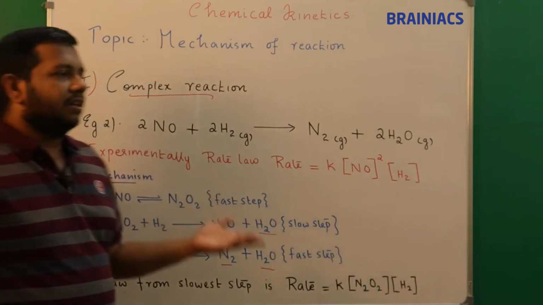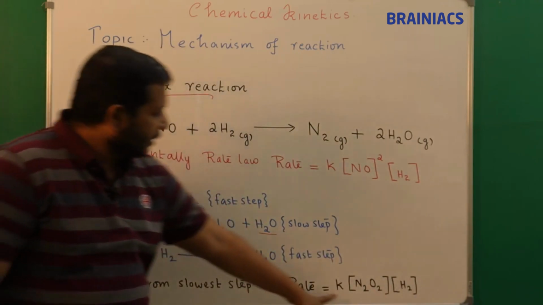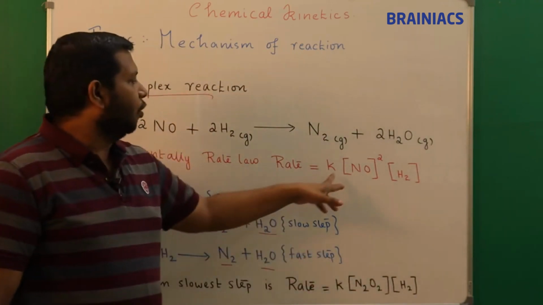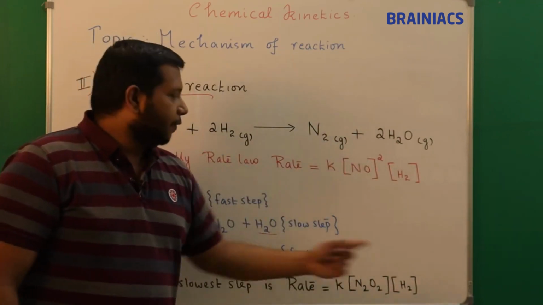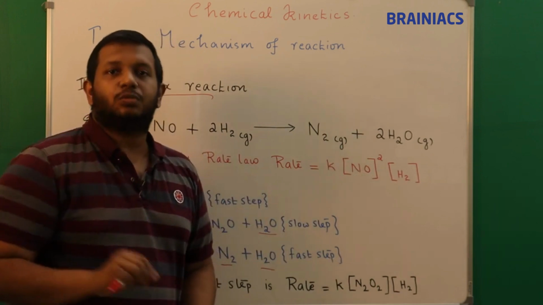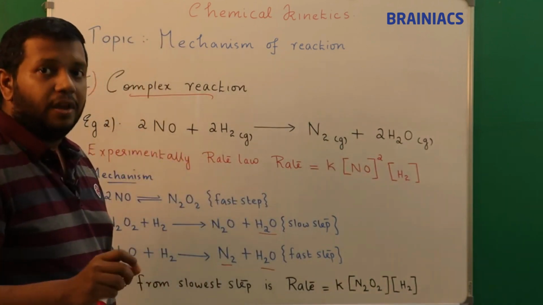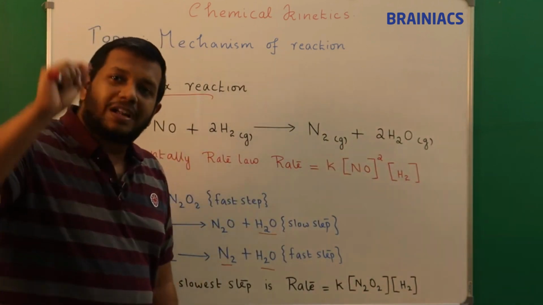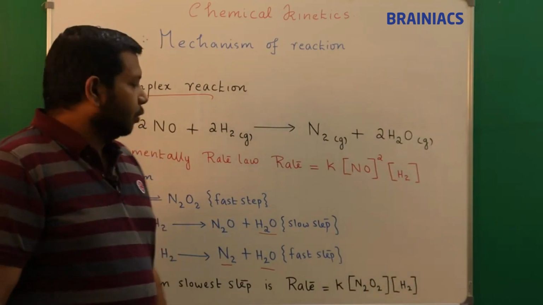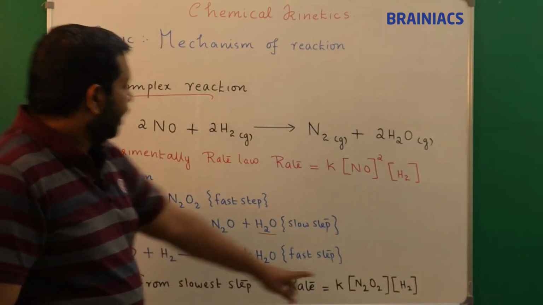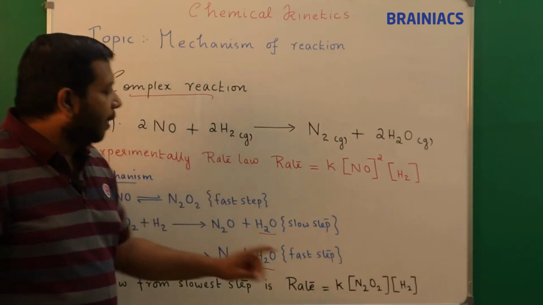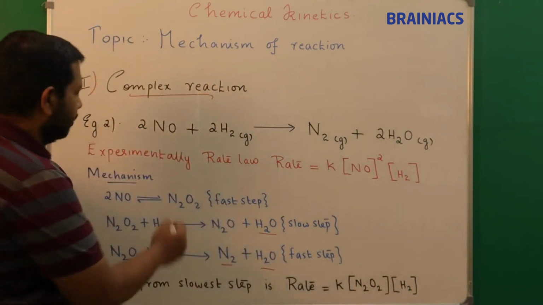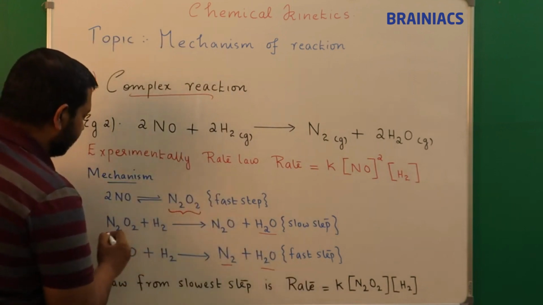Now when you are writing the rate law from the slowest step, you get this rate expression, but experimentally observed is K into NO square H2. Why is this difference there? The reason is that whenever you write the rate law, it should not have any intermediate term. H2 is a term already there in the reaction, understood? But N2O2 is an intermediate product.